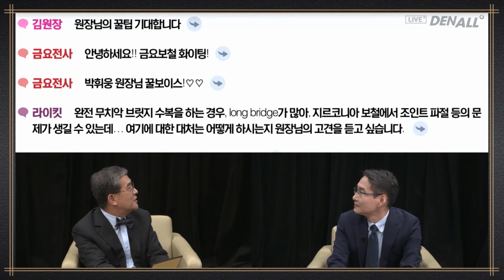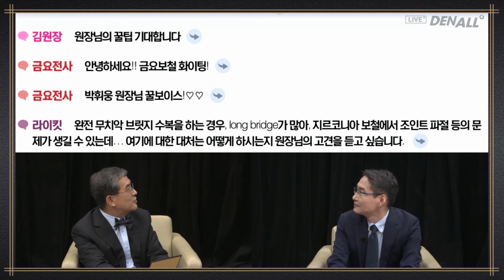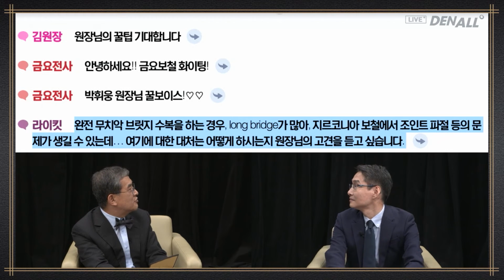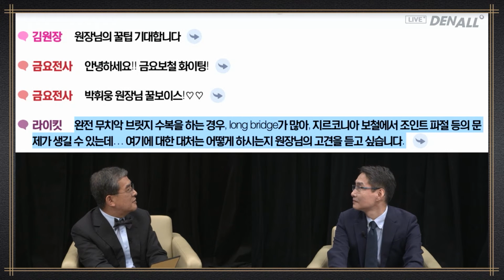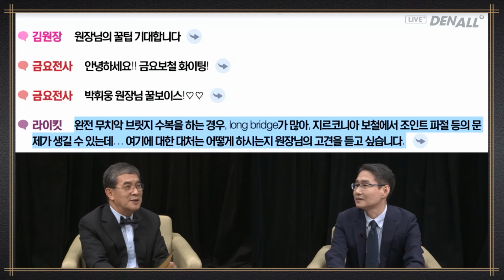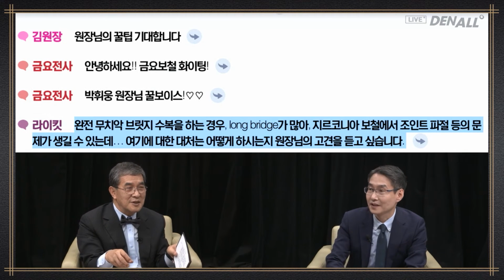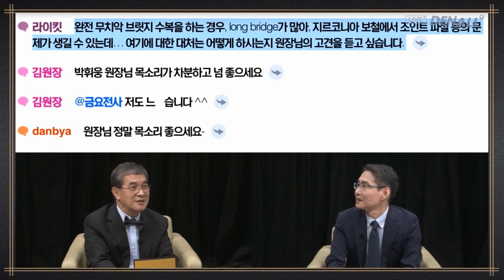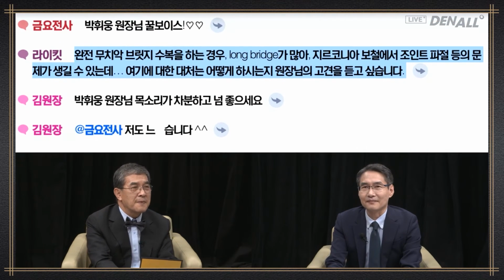I do like it. When we provide bridge restorations to fully edentulous patients, they come in the form of long bridges. There are many issues such as joint fracture and zirconia prosthesis. How can I respond to it? I'd love to hear your opinion. I believe that this question is about how to prevent the joint fractures in long bridges.